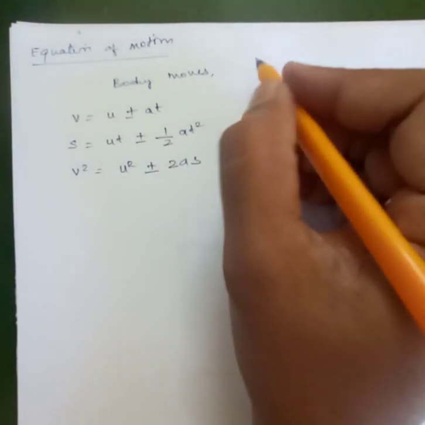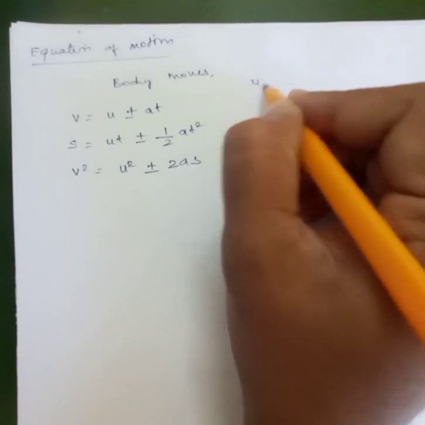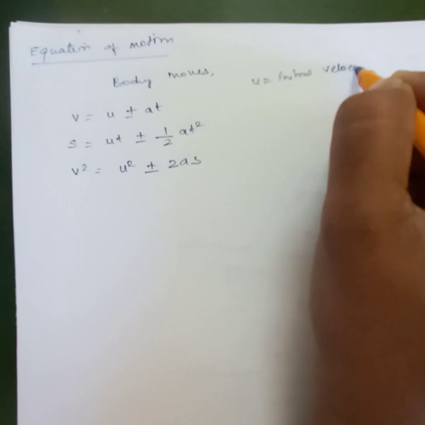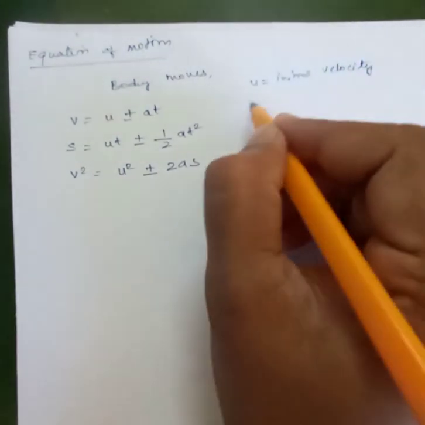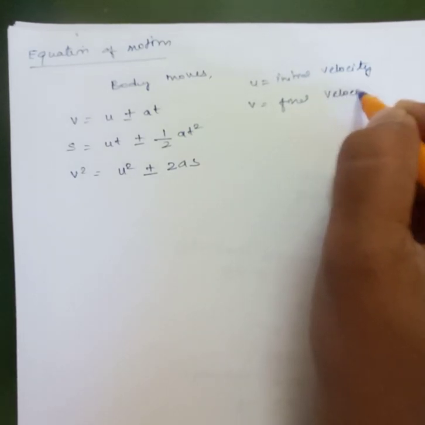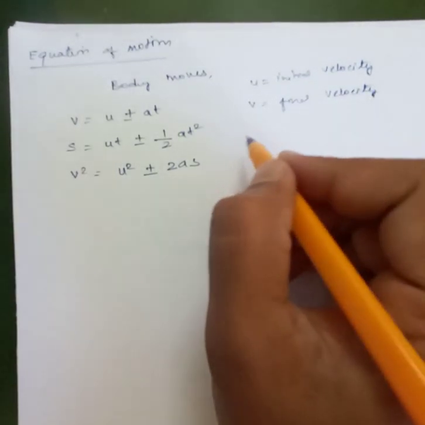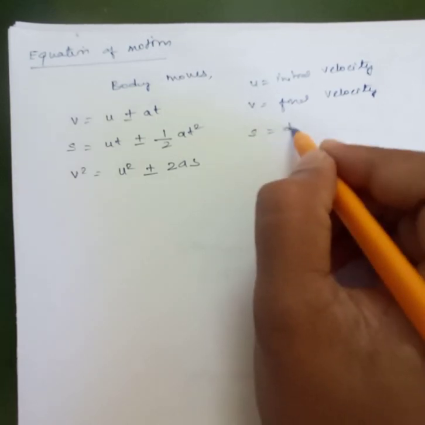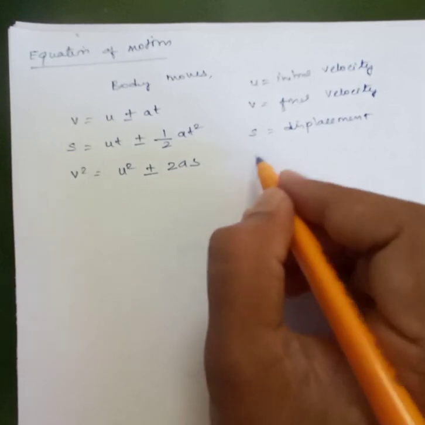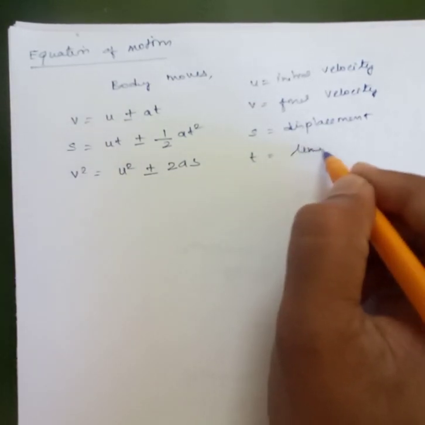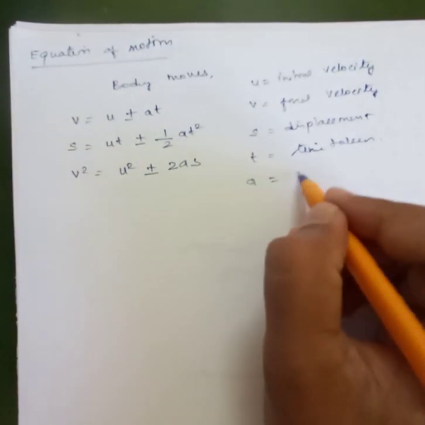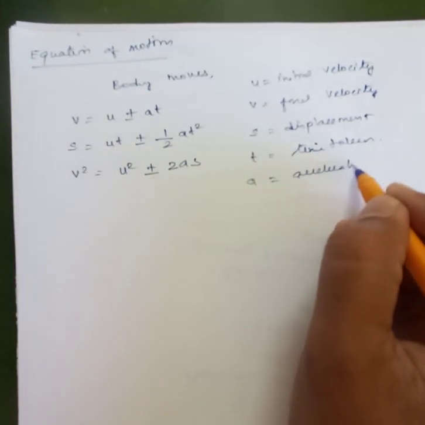Here u is equal to initial velocity, v is equal to final velocity, s is equal to displacement, t is equal to time taken, and a is equal to acceleration.